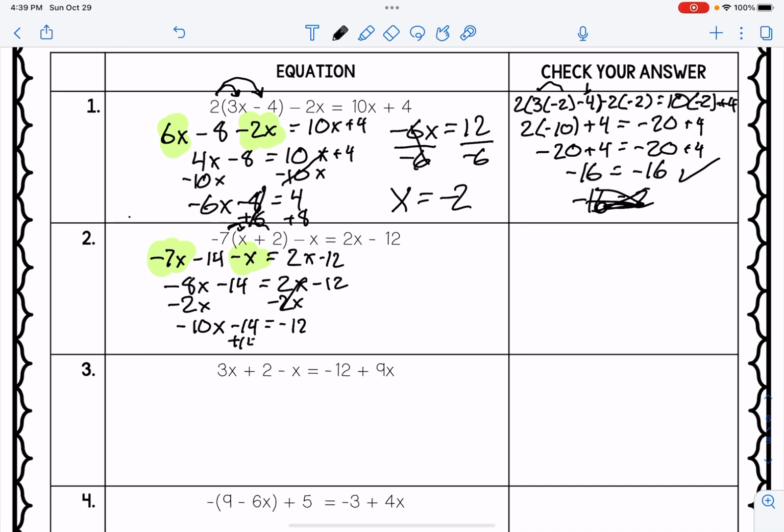Add 14, negative 10x equals 2. Divide by negative 10, divide by negative 10, and I'm just going to simplify that right away here. Negative 1/5. Negative 2/10 reduces down to negative 1/5.